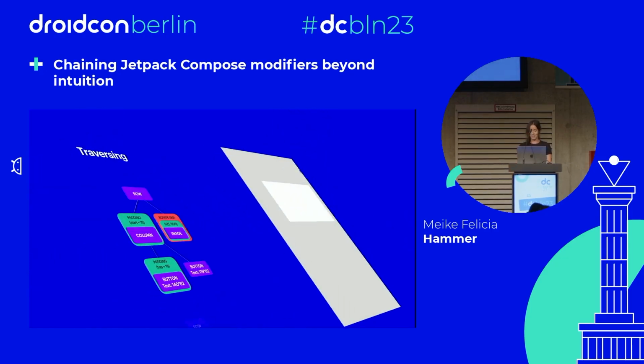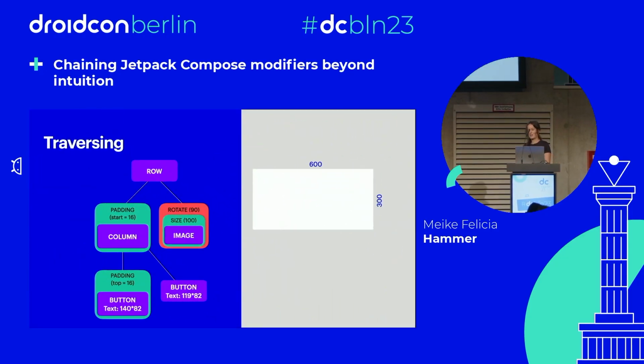For some animation fun, we're going to traverse that now on a sample. So we have a free space of 600 by 300, probably also coming in from our parent node. These are the incoming constraints we've got.